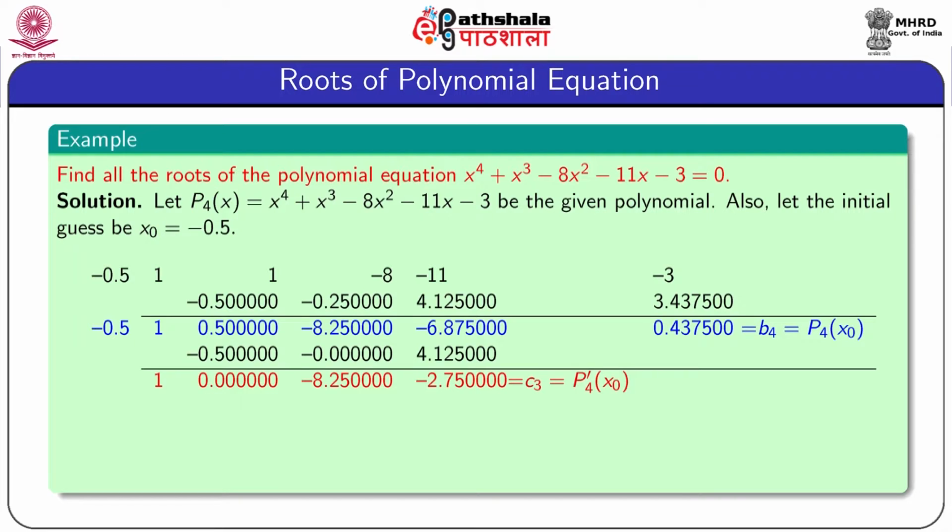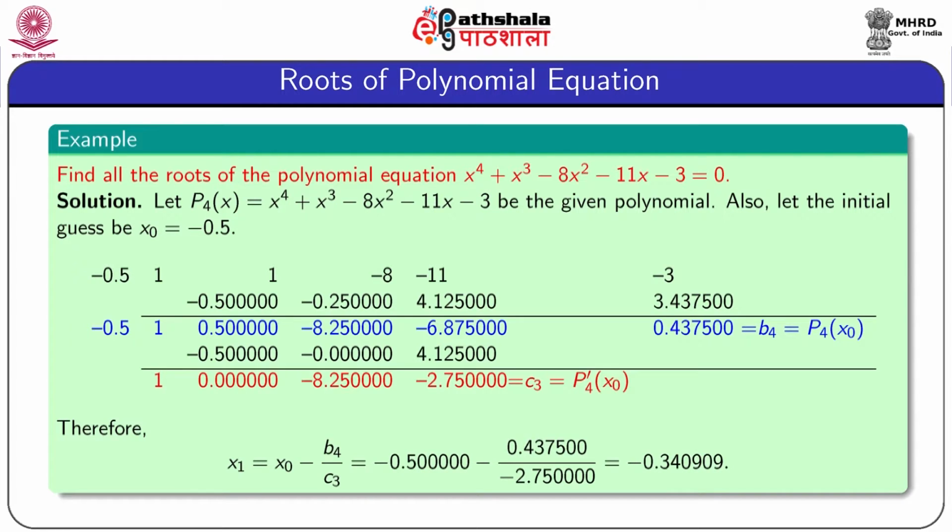Similarly, the values of c's are obtained by the similar process applied in the table, and the values of c's are 1, 0, minus 8.25, minus 2.75. These values give the reduced polynomial q(n minus 1), and the last value of c, that means the value of c3, is the value of p4 dash at x0.